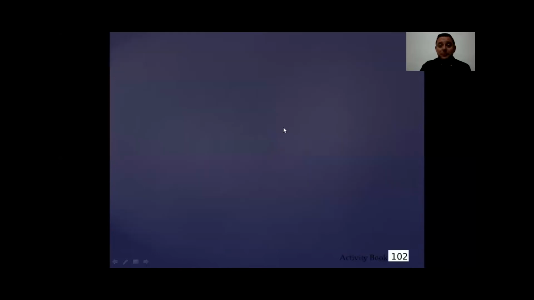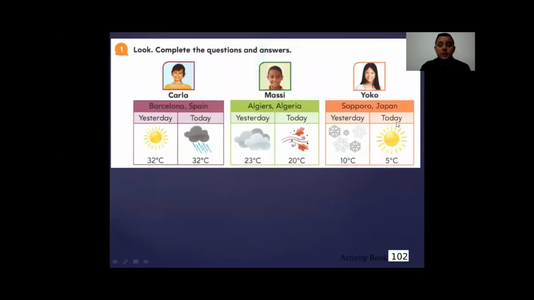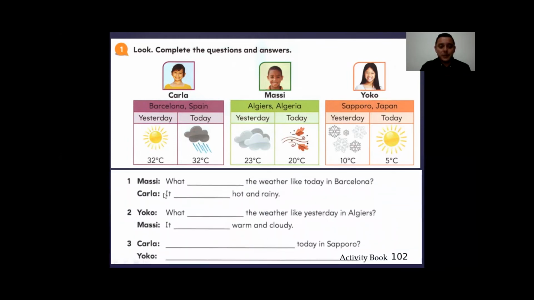So now, open your activity book, page 102. I'm repeating. Open your activity book, page 102. On page 102, we're going to see a weather types form. And we're going to see Carla, Messi, and Yoko, and the cities Barcelona, Algiers, and Sapporo. So let's do the exercise together.